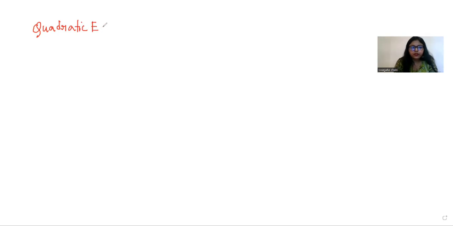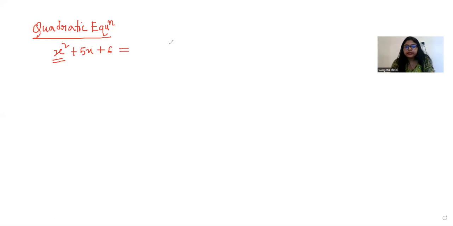So we all know about the quadratic polynomial, right? Quadratic polynomial means, let's take x square plus 5x plus 6. So this is a quadratic polynomial. Why? We can see that the highest power of the variable is 2. That means this is a quadratic polynomial. So if we equate this polynomial with 0, then we will get a quadratic equation.